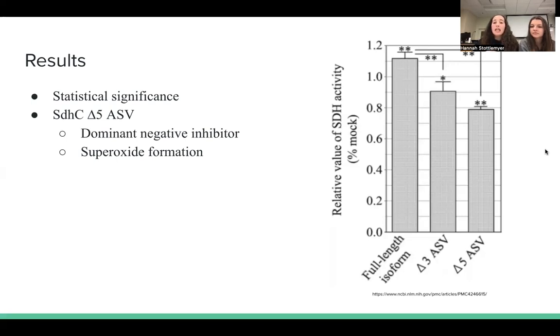So in total, in conclusion, not only does this variation, this alternative splicing, with the removal of exon 5, alter the overall function and stop the function of succinate dehydrogenase from happening, but it can also have detrimental health effects.